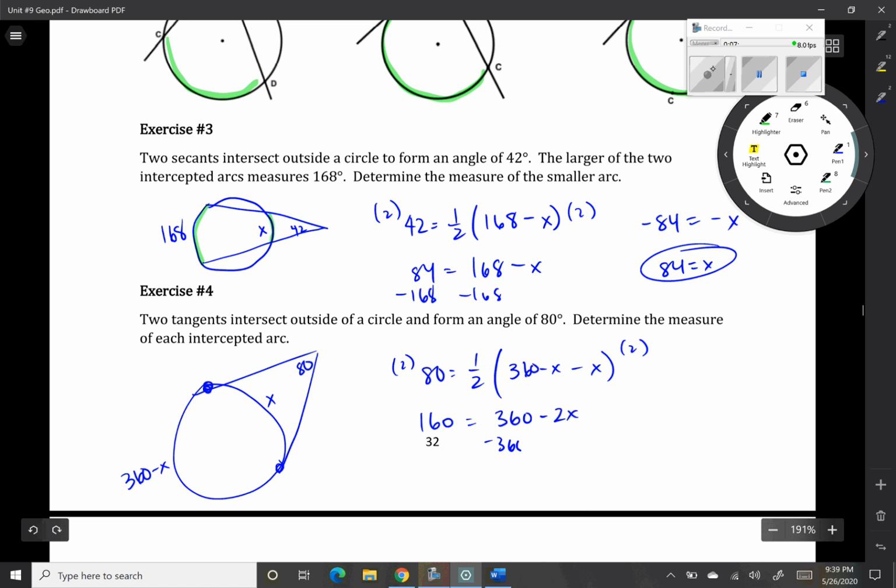Subtract 360. So I have negative 200 is equal to negative 2x. Divide by negative 2. And we get x is equal to 100. So the smaller arc is 100 degrees. The larger arc is going to be 360 minus 100, which is going to be 260 degrees.